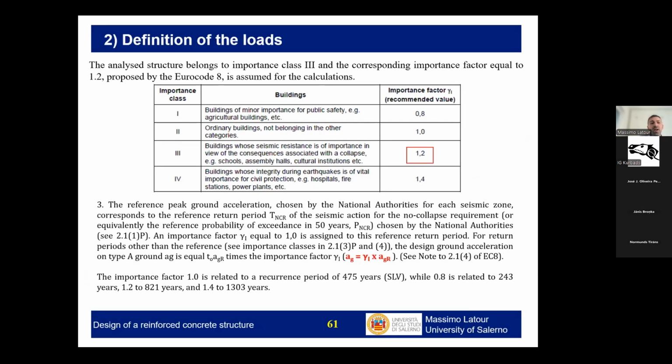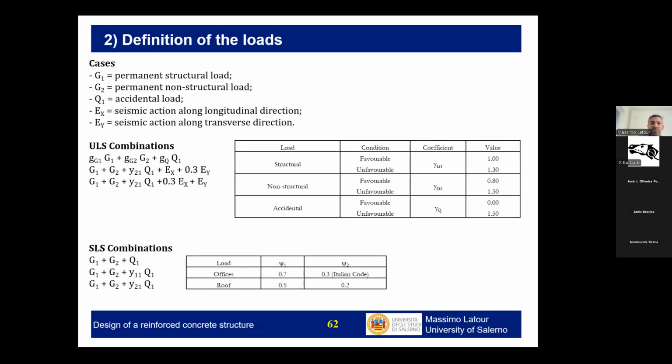So normally for higher importance classes, we have to apply a factor to increase the PGA, the peak ground acceleration that I have to use in design. So I have to scale up the response spectrum a little bit. Normally this factor, according to the current version of Eurocode 8, for importance class 3, where schools and universities fall, is equal to 1.2. Okay, this is just an amplification.